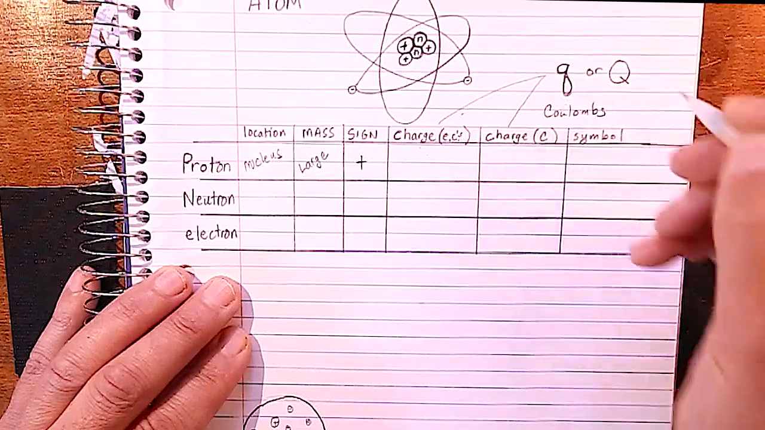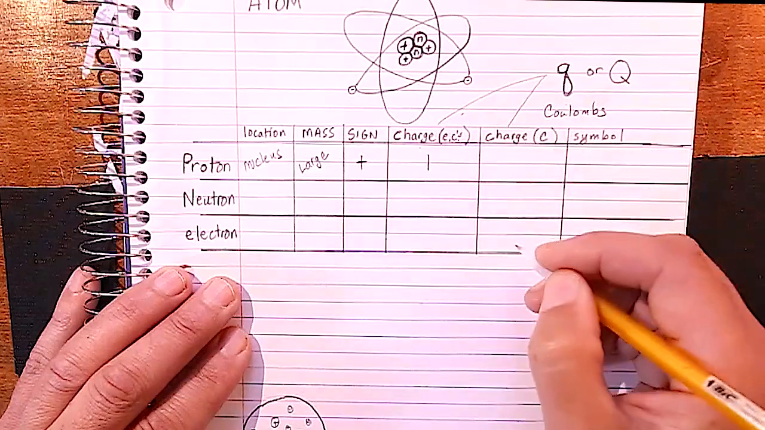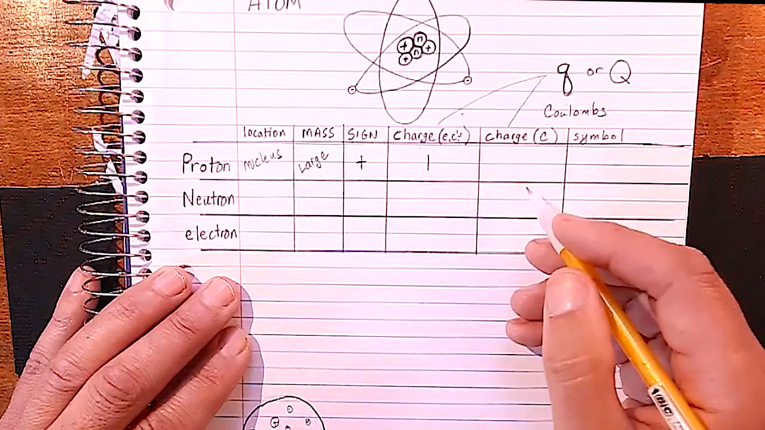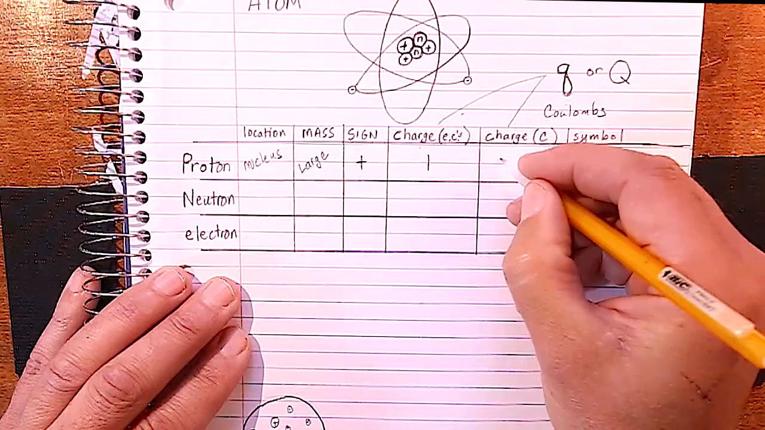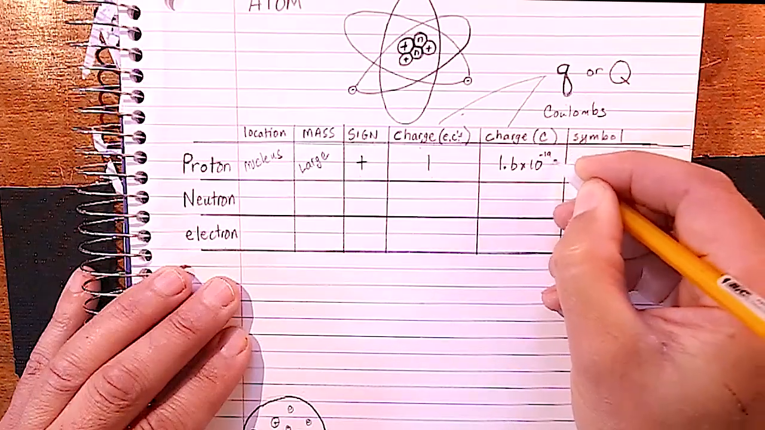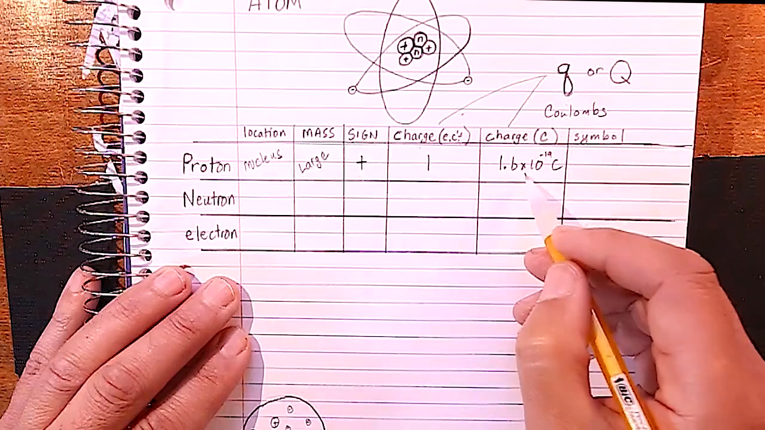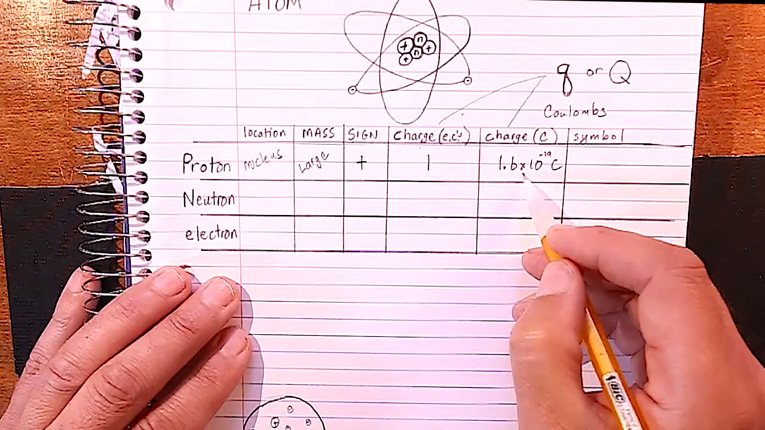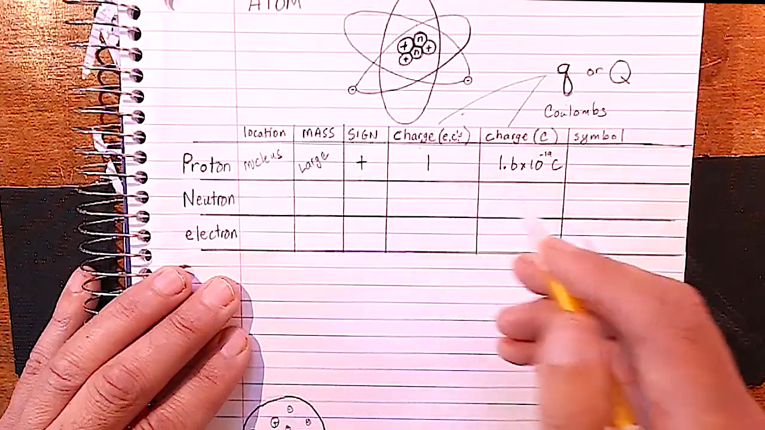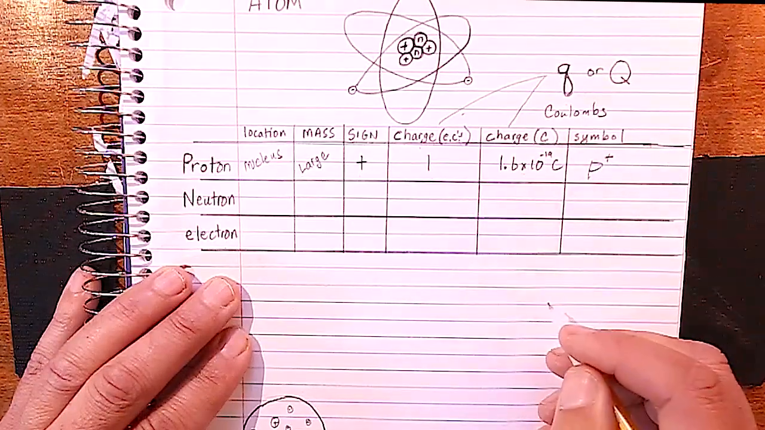So, in elementary charges, this is 1. So the charge in elementary charges is +1 for a proton. In coulombs, it is 1.6 times 10 to the minus 19th coulombs. On the reference table, all they tell you is one elementary charge is 1.6 times 10 to the minus 19th. So it's up to you to remember that a proton is 1 EC. And the symbol for a proton is P with a little positive sign.